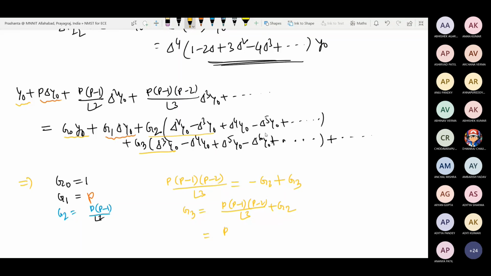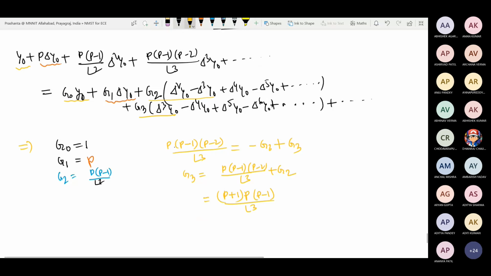So it will be P plus 1 P into P minus 1 by 3 factorial. So now you are getting the repetition. So let me write down G3 here. So G3 is coming P plus 1 P minus 1 by factorial 3. So can you tell me what will be G4? P plus 1 P minus 1 into P minus 2 by factorial 4. What will be G5?